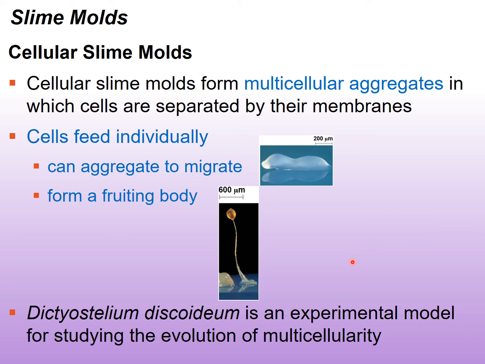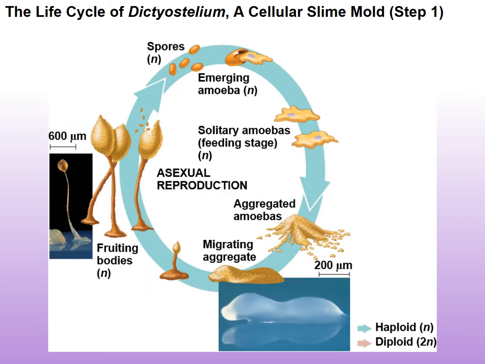So let's look at an example of the dictyostelium. Dictyostelium are model organisms for cellular slime molds, so they're often studied quite extensively. Now, they can reproduce sexually and asexually. This here shows the asexual reproduction, and of course, asexual reproduction often is done with the haploid cells. Okay, so here we have, let's start with the migrating aggregate.